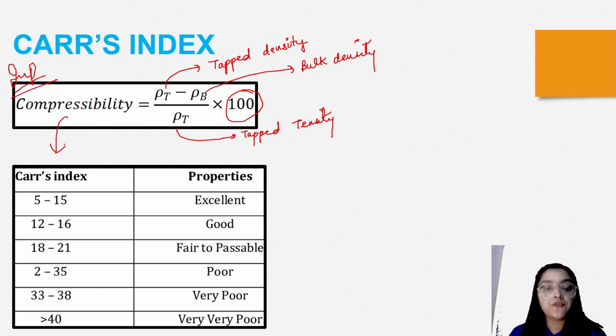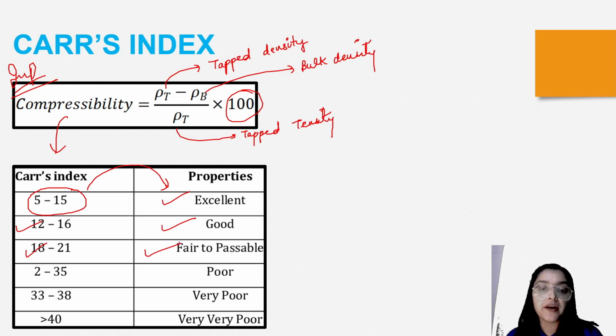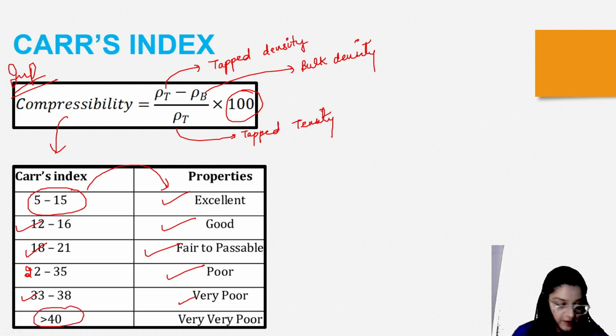Yet again, right in front of you is the range of the Carr's index, which indicates the nature of the flow property. If it's between 5 to 15, this is excellent flow. If it is between 12 to 16, it will be a good flow. If it is between 18 to 21, it will be fair to passable. If it's from 22 to 35, it will be poor. If greater than 35, it will be considered very poor, or greater than 40, very, very poor, right? So this is an estimated range.